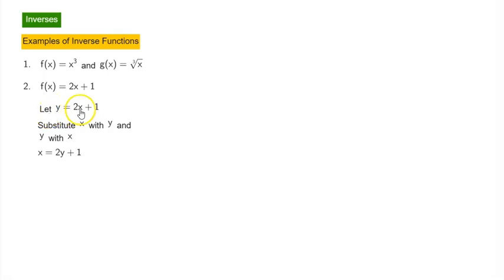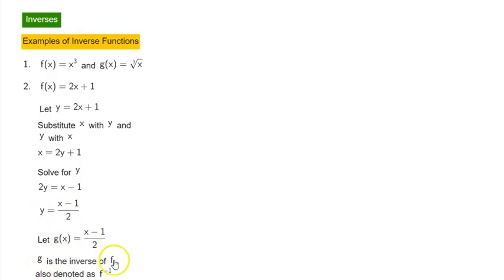So x is equal to 2y plus 1. Now we solve for y. So 2y plus 1 is equal to x. That means 2y is equal to x minus 1. y is equal to (x minus 1) by 2. Now let g of x be equal to (x minus 1) by 2. So we are writing using the function notation. So here g is the inverse of f, also denoted as f inverse.